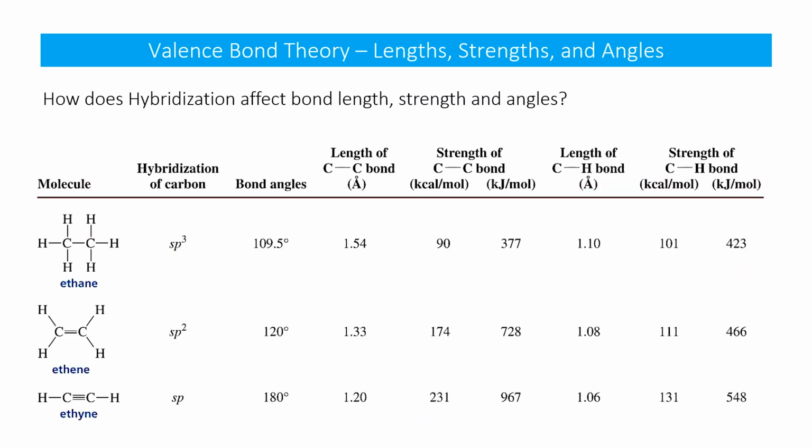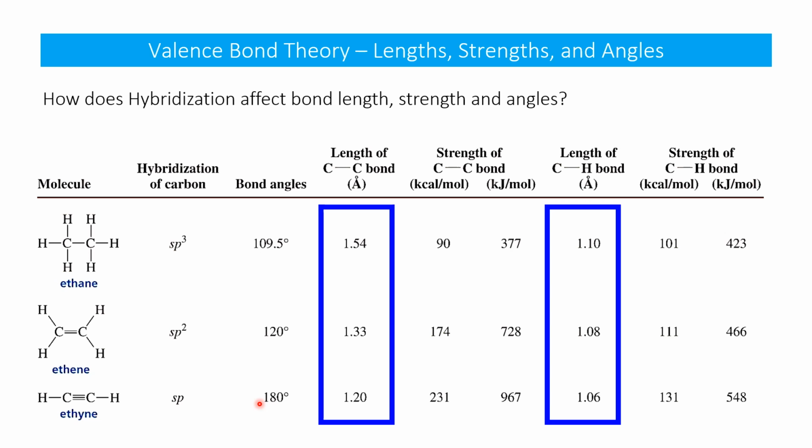Valence bond theory affects our bond length, the strength, and angles. Well, it's quite obvious that if we're sp3 hybridized, then our bond angle will be tetrahedral, so of course 109.5, compared to, say, an sp hybrid species, which is 180. But more interestingly is when we move to bond length.